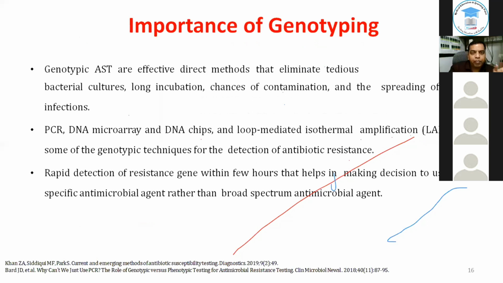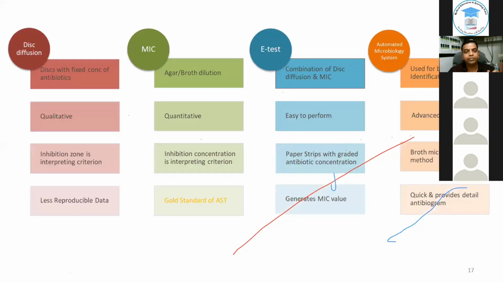So we have seen the phenotypic methods, and now comes the genotypic methods. Genotypic methods include methods like PCR, DNA microarray, DNA chips, or loop-mediated isothermal amplification. The advantage is that, as said before, it gives a rapid identification of the drug resistance enzymes such as KPC, IMP, VIM within an hour, which helps the clinician to rightly select the antibiotic on an immediate basis. So empirical therapy can be immediately started if we use such genotypic methods.